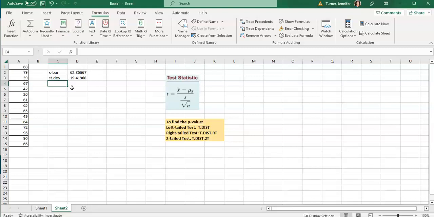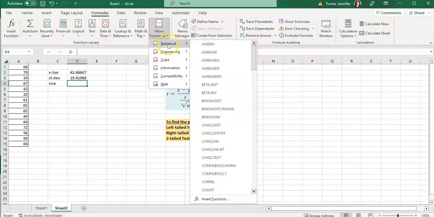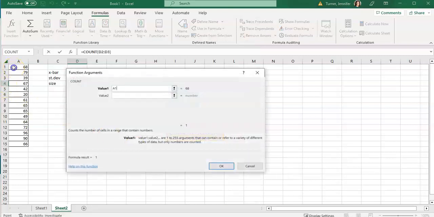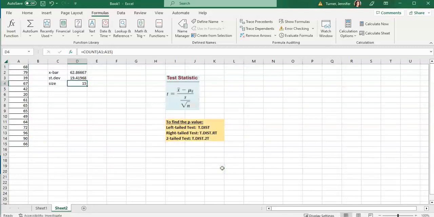And finally, we need the sample size. So you can either just count, like I can see here very clearly that there are 15 numbers in this sample because I start at row 1 and it ends at row 15. But if we couldn't do that, or if it wasn't so easy, we can go to formulas, more functions, statistical, and go to COUNT. Same thing, we just go highlight the values in our sample, and it will count up how many values there were in the sample. So 15 in this case.